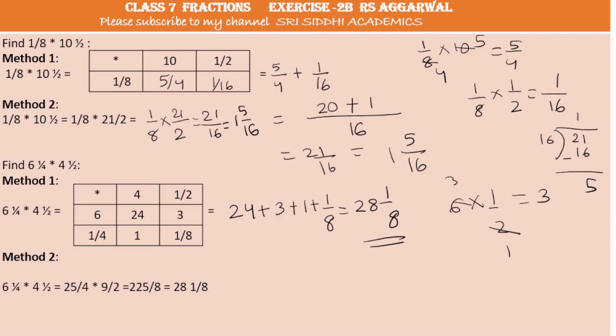Now I multiply both the numerators. Numerator multiply, 25 into 9 is 225, and below, denominator 4 into 2 is 8. It becomes 225/8, and if I convert it into a mixed fraction, it will be 28 1/8. I hope I'm clear with this.